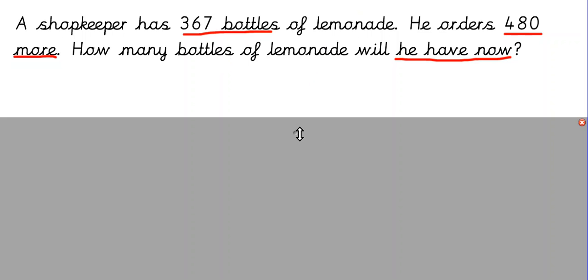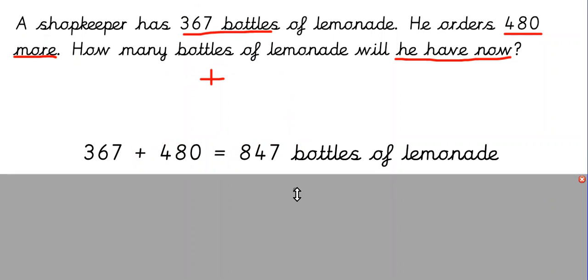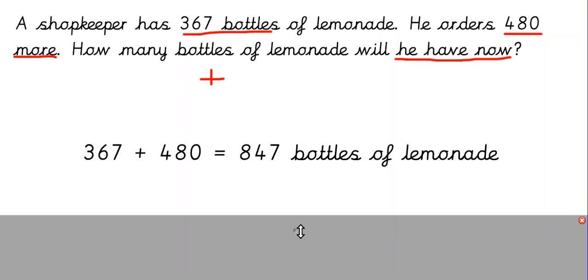Okay, let's have a look then. So because he's ordering 480 more bottles, the word more tells us that it is an addition, because we're going to have more than 367 bottles of lemonade. So let's have a look then. You would have to do 367 plus 480, which would be 847 bottles of lemonade. Well done if you got that one correct.